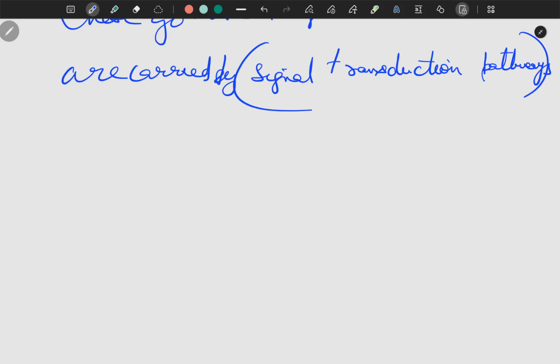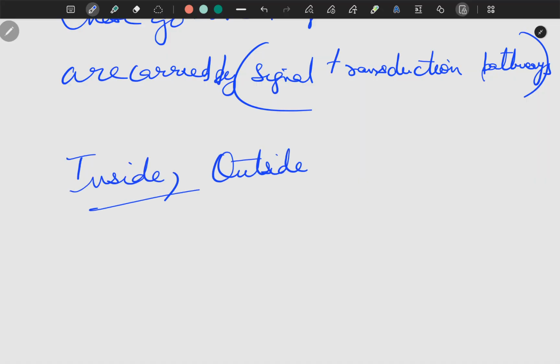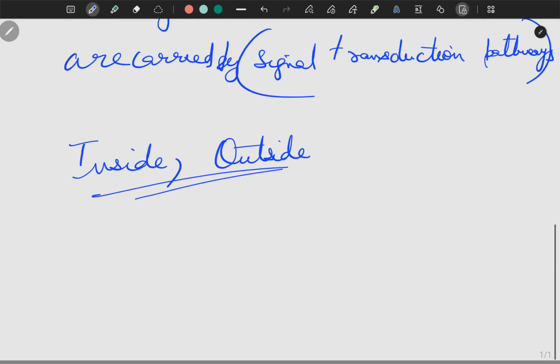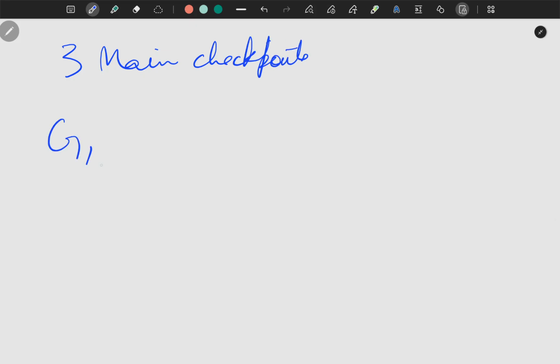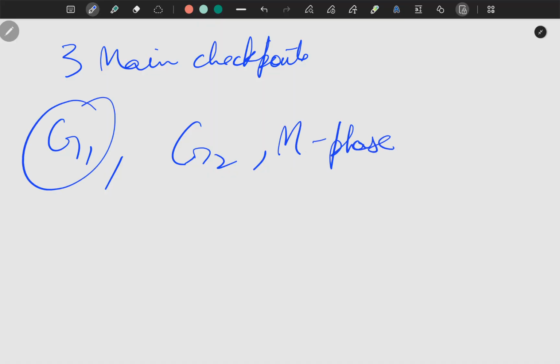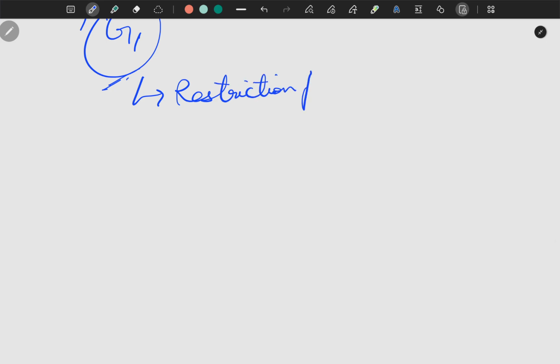Now, where do the checkpoints collect the information about what is wrong and what is not? They collect it from inside the cell and outside the cell. There are three main checkpoints that I talked about earlier. First one is G1, second one is G2, third one is, you guessed it right, M phase. The most critical one is the G1 checkpoint. Why? Because it is called the restriction point.